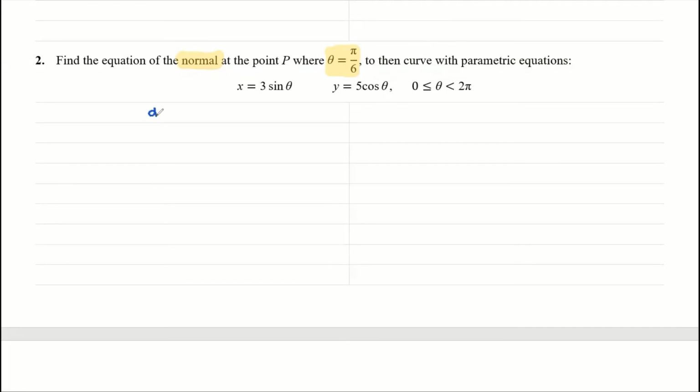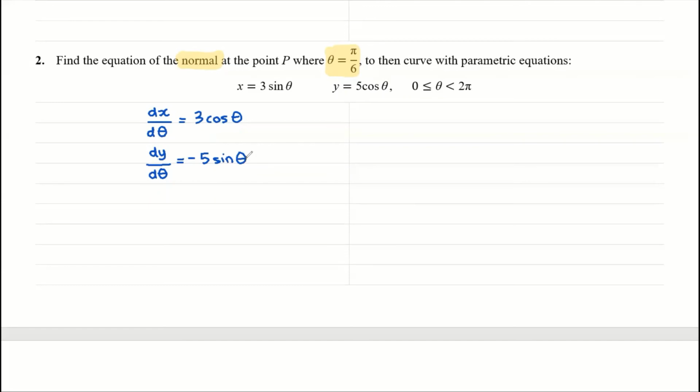So we have dx, this time by d theta. Okay. Again, if you want to go ahead and do this, please pause the video, check that you agree once you've done it. So derivative of sine is, of course, cos. So that's going to be 3 cos theta there. Okay. And then dy by d theta is going to be negative 5 sine theta. Okay. So our derivatives are done.